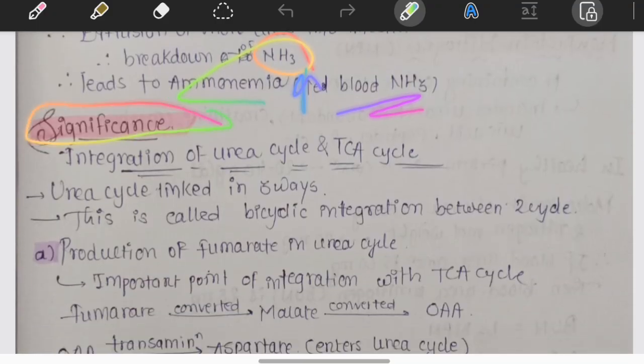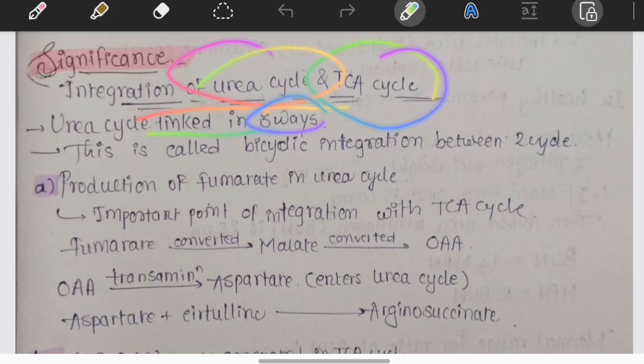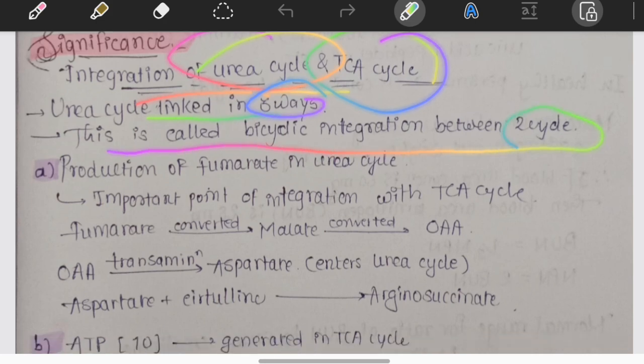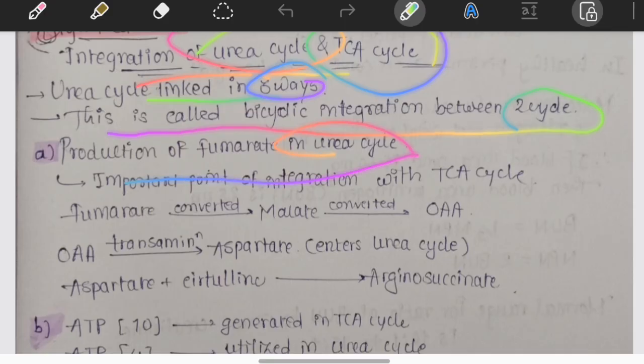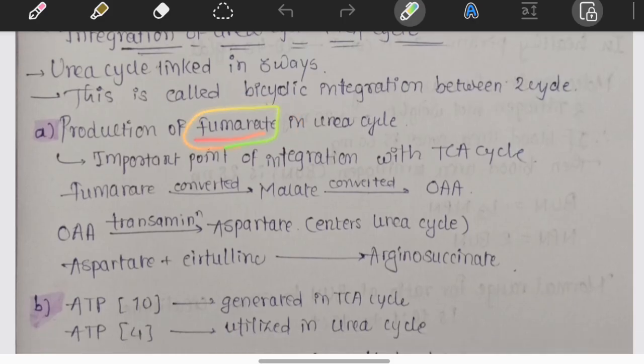Next is the significance of the urea cycle: integration of the urea cycle and TCA cycle. The urea cycle is linked in three ways. This is called bicyclic integration between the two cycles. First is production of fumarate in the urea cycle. In the previous steps we have seen fumarate is formed, and it is linked to the TCA cycle. Fumarate is converted into malate, and that is converted into oxaloacetic acid.